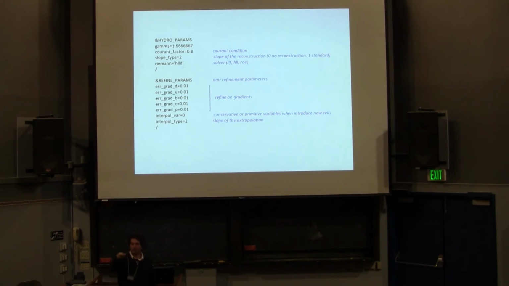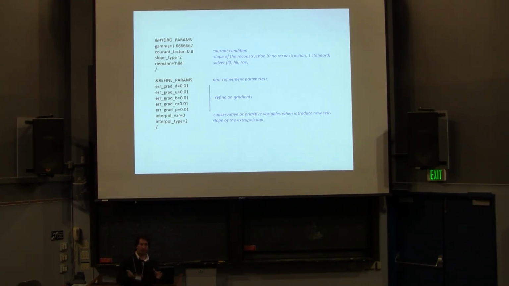One of them is the Jeans criterion, so you may want to refine on the Jeans length. Another is called mass SPH. Essentially, the idea is that you allow a maximum mass within your cell, and if you exceed this threshold, then you refine it. So it's a kind of following your flow in a Lagrangian way, a kind of SPH way.